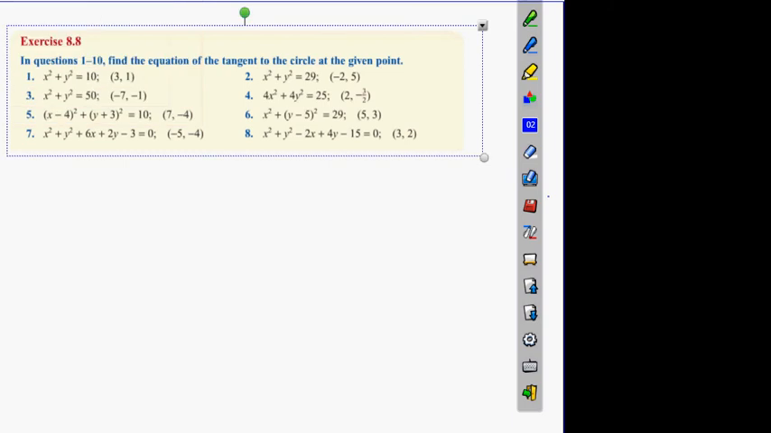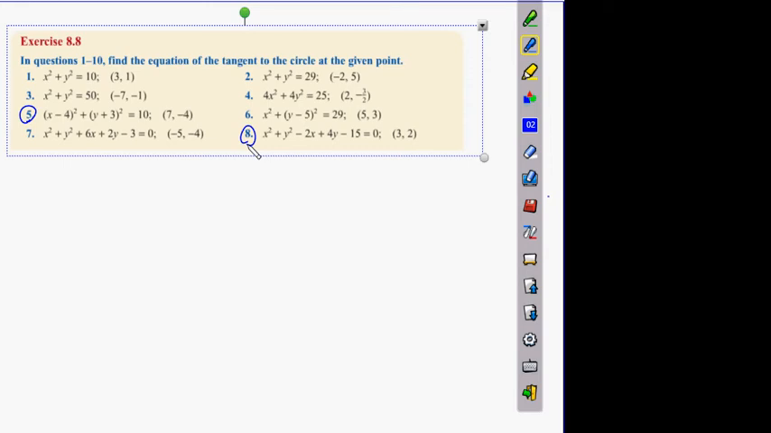Okay guys, so what you're looking to do is get the equation of a tangent to any given circle, okay? So an example will be, I'm going to mix up question 5 and I'm going to do question 8. Reason being, one of them's in the form x minus h, y minus k, the other one's in the form x squared plus y squared plus 2gx plus 2fy plus c, etc.